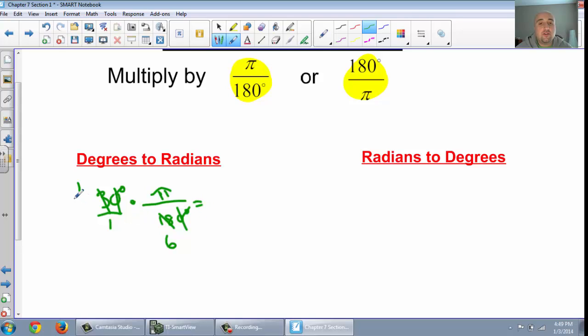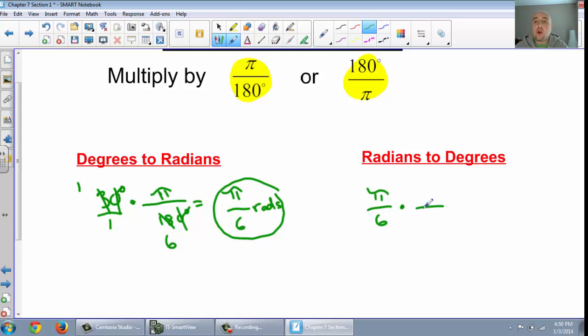So on top, I multiply straight across. 1 times pi is pi, and 1 times 6 is 6. So it's pi over 6 radians. That's my first one. So that's going from degrees to radians. Now let's go from radians to degrees. So let's just do pi over 6. We can see that it should equal 30 degrees.